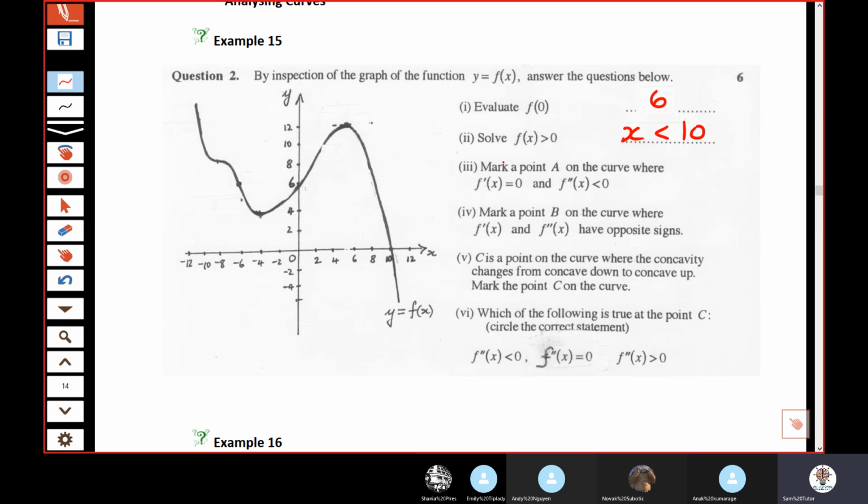Like the next one. Mark a point A on the curve where y dash equals 0. What does that mean? So let's write it. SP. And y double dash less than 0. What does that mean? Max. Max. You write it. Don't look at it like a whole bunch of letters and numbers and stuff. Just actually write those things down. Where is it a maximum stationary point? Where do you have a maximum stationary point? Right here. Isn't that a maximum stationary point?